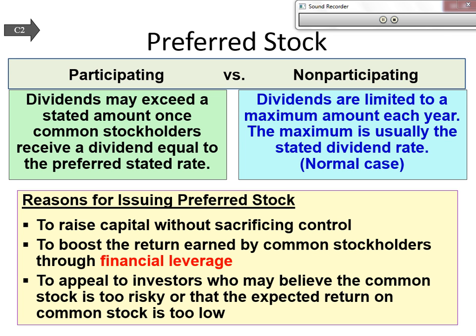Reasons for issuing preferred stock. We already talked about raising capital. They pay a higher price per share, right? Boost return earned by common stockholders through financial leverage. What does that mean?